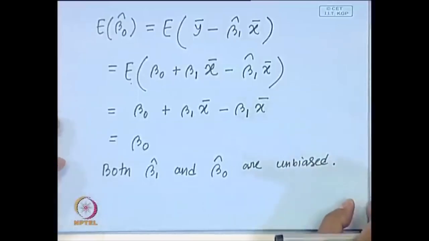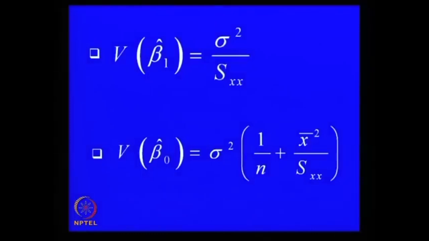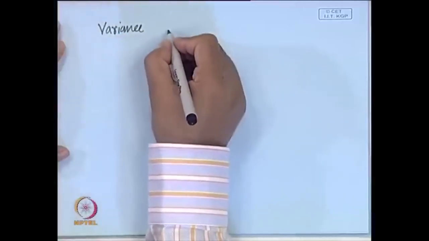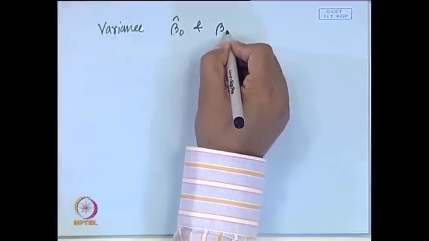Okay. Next, we will talk about the variance of beta 1 hat and beta naught hat. The variance of beta 1 hat is equal to sigma square by S x x, and the variance of beta naught hat is equal to sigma square into 1 by n plus x bar square by S x x. Anyway, I mean we need to know how to derive these things. Well, so next we talk about the variance of beta naught hat and beta 1 hat.